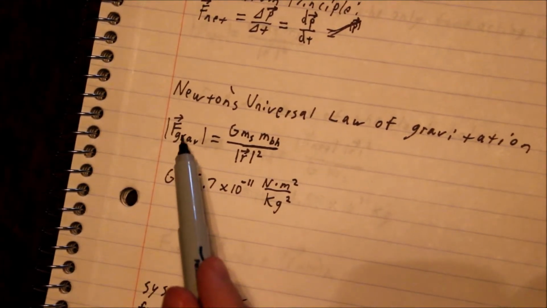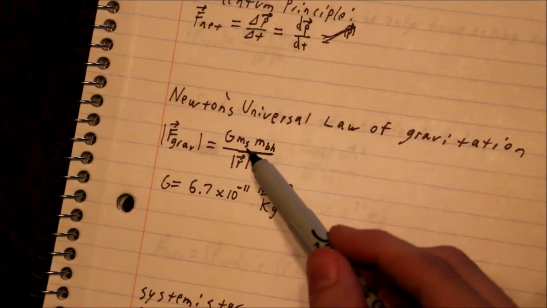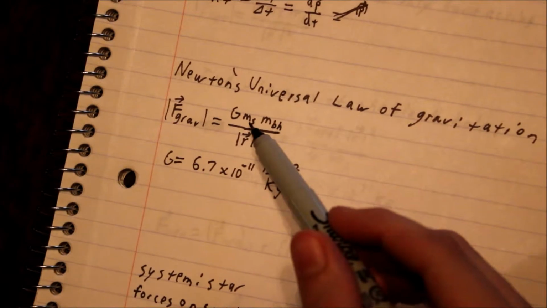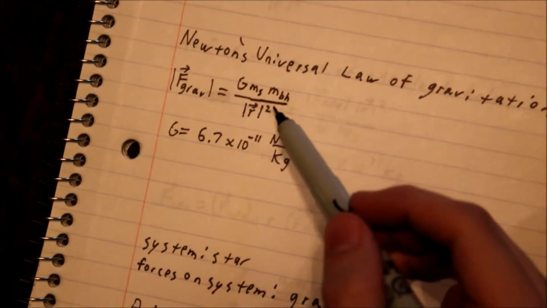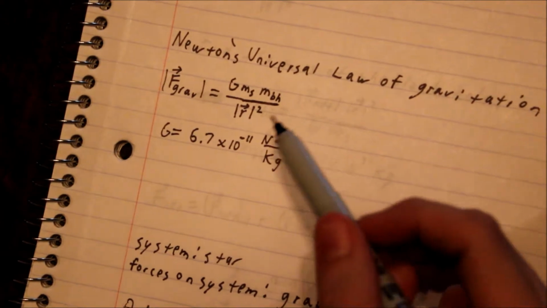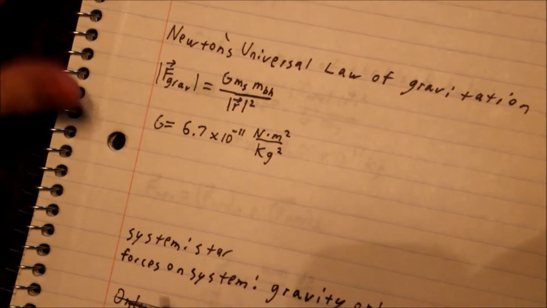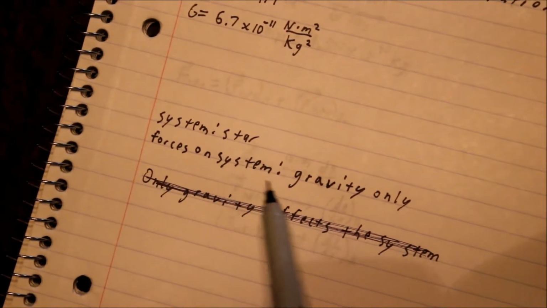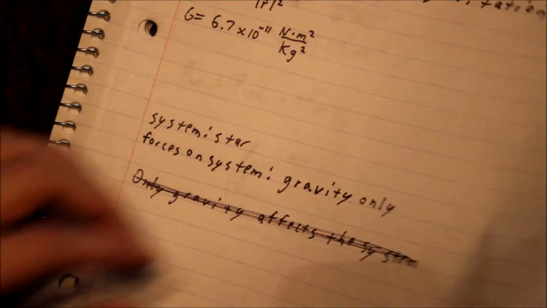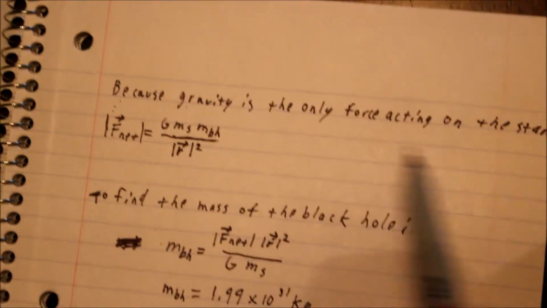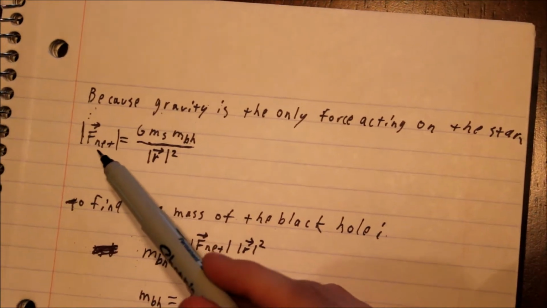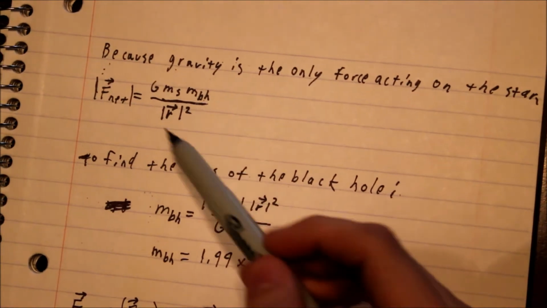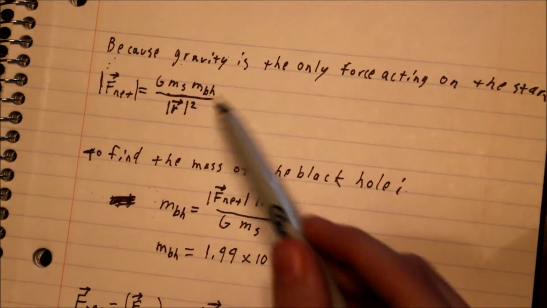The magnitude of the gravitational force is equal to the G constant times the star mass times the black hole mass over the magnitude of the vector of the star minus the vector of the black hole, squared. And here's the G constant for this equation. In this system, it's only the star, and the only force acting on the star is gravity from the black hole. Because gravity is the only force acting on the star, the net force is equal to the gravitational force, or this formula.